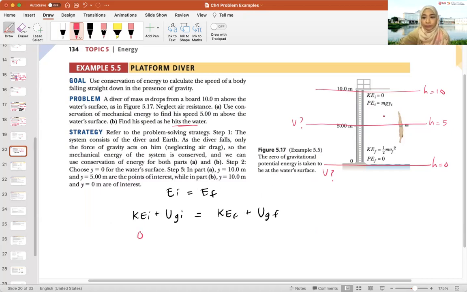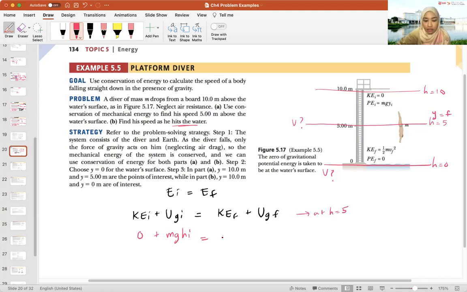Kita start dari 0. And then our PE initial is MGH initial, ataupun in this case it is 10. And then our KE final, we say that this is our final point for now because we want to know what our V is here. We make this as our final point dulu. So this is at height equals to 5, right?